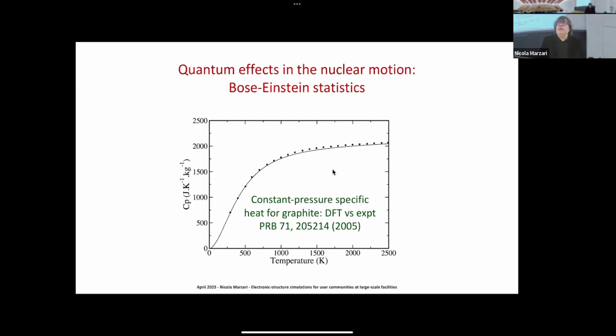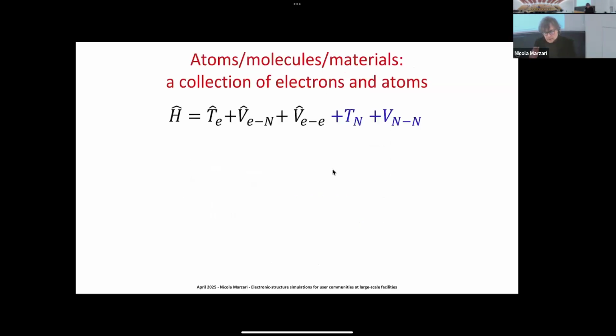And this is super important if you do material science. If you want to understand how your piece of diamond expands or contracts with temperature, you need to take into account quantum effects in the nuclei that don't really have to do with being delocalized, as we were saying before, but have just to do with being indistinguishable rather than distinguishable.